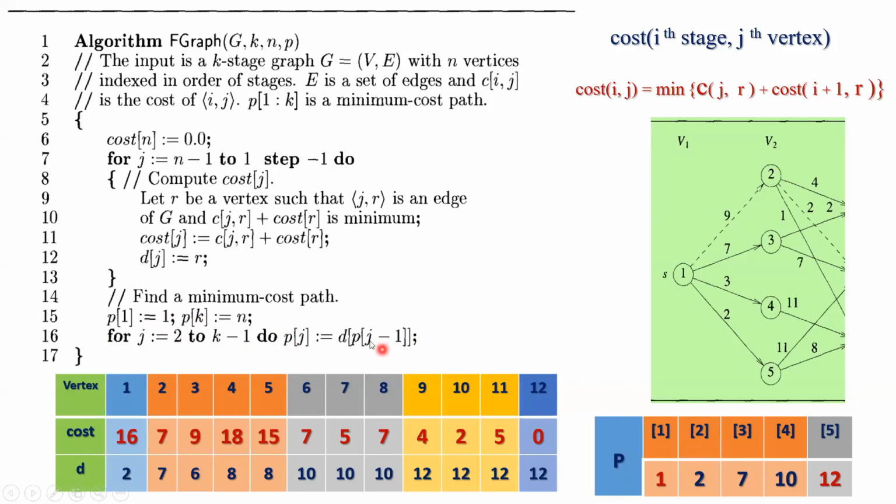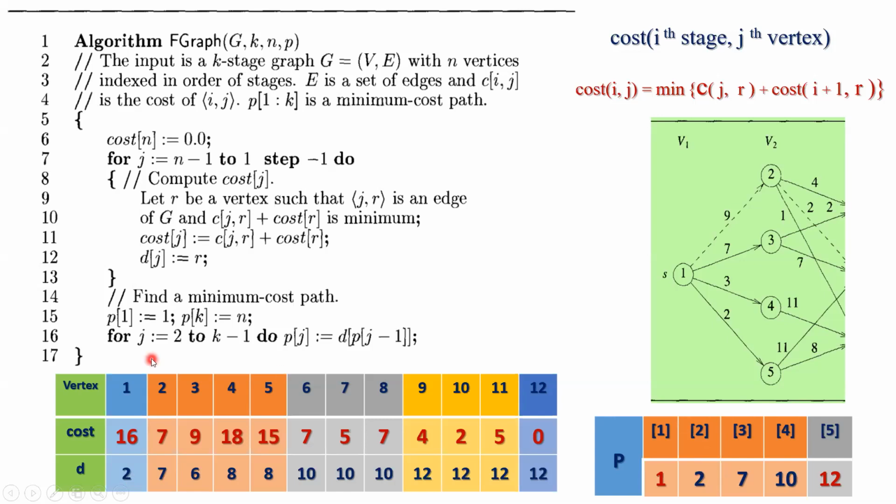P of j, that is P of 2, equals d of j minus 1. What is the value of j here? 2. j minus 1 means 2 minus 1, that is 1. So I must refer to d of 1. I repeat, P of j means j starts from 2, so P of 2 equals d of P of j minus 1. j equals 2, 2 minus 1 is 1, so d of 1 I must refer to. d of 1 is 2, and hence I will write 2 here.